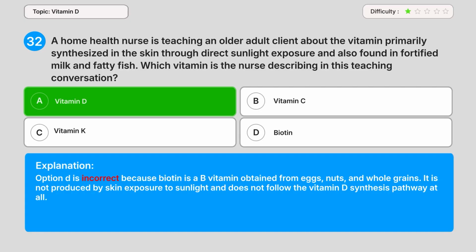Option D is incorrect because biotin is a B vitamin obtained from eggs, nuts, and whole grains. It is not produced by skin exposure to sunlight and does not follow the vitamin D synthesis pathway at all.